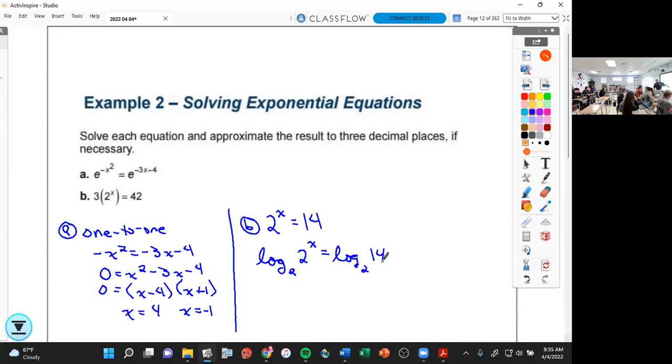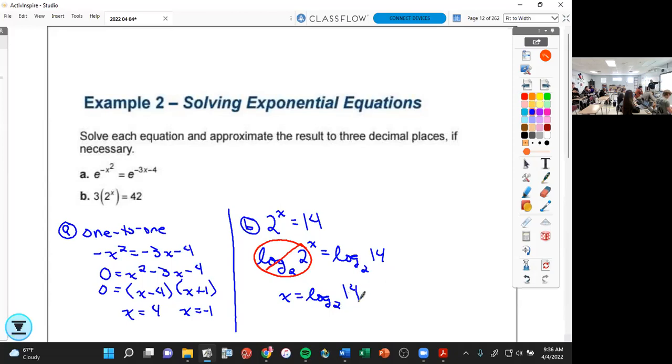Now, what is log of 2 base 2? What is log of a base a? 1. Log of a base a is 1. So let me tell you the way I look at this. If I'm taking the log base 2 of 2 to the x power, in my mind, I see this right here. That's a 1. It's just going to cancel. What's now left on the left side? X. X equals log base 2 of 14.